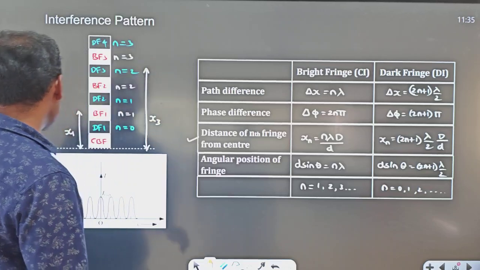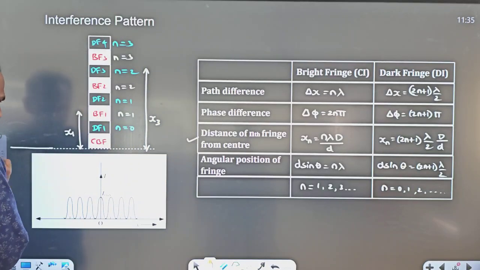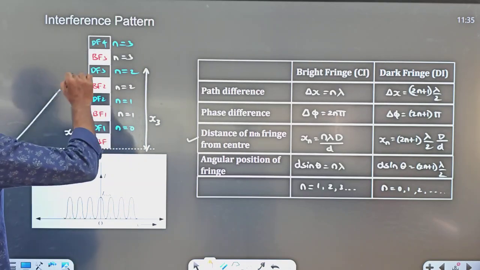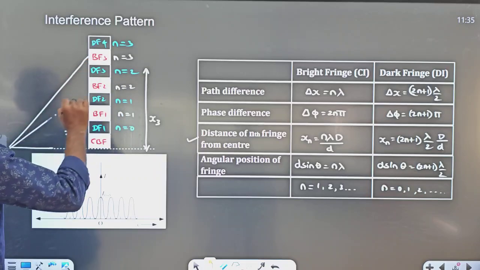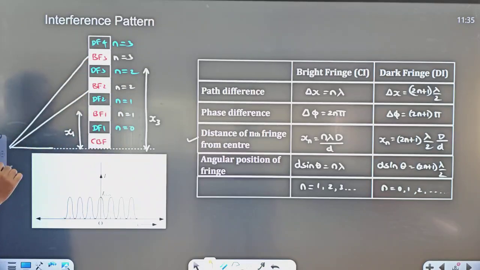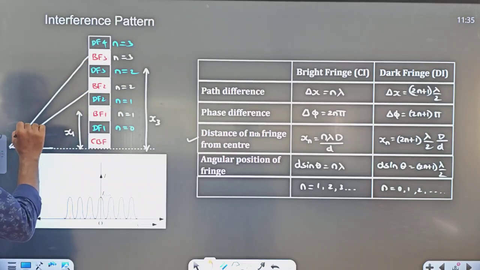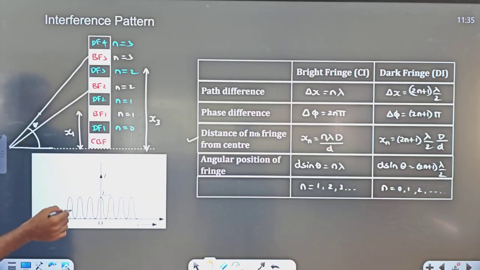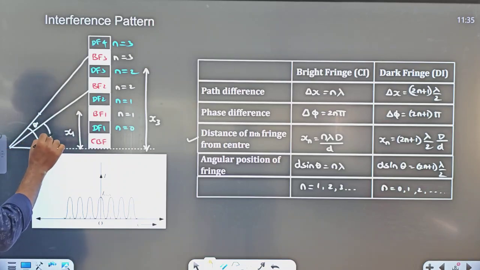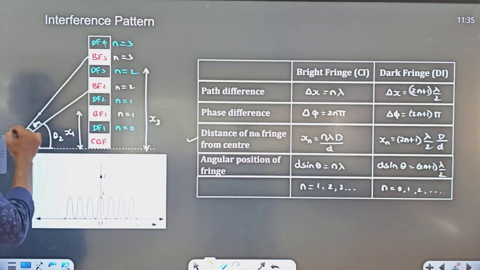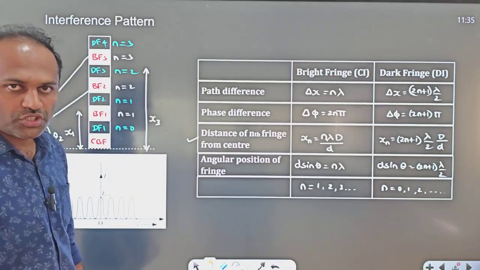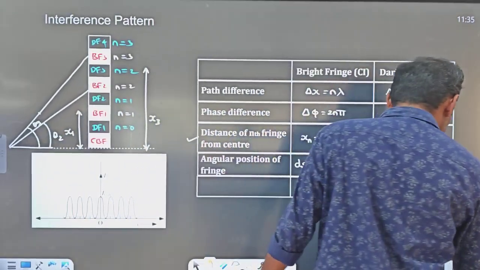What is this angular position? See, here we have the central fringe as the reference line. If I say this is the third bright fringe and this is the second bright fringe, you can observe the angle difference here. For the third bright fringe the angle is this much, and for the second bright fringe the angle is this much. So you can observe the angular position there. Right? So remember these formulas.